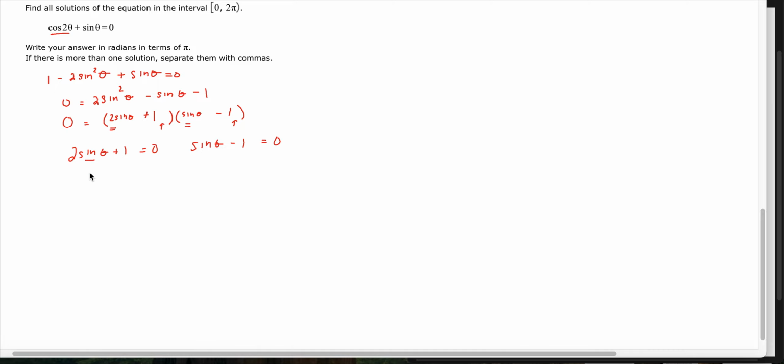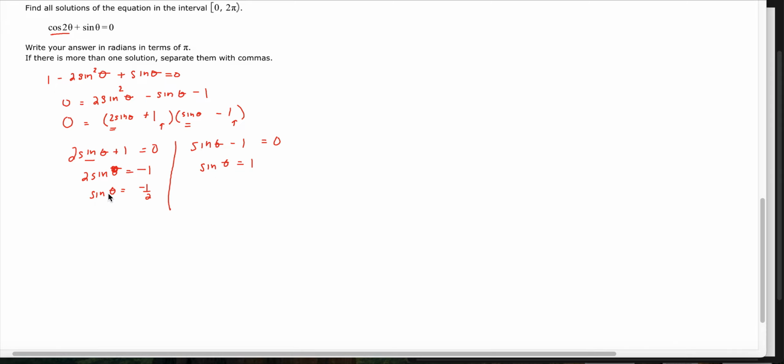Getting sine theta by itself, I'll subtract the 1. So 2 sine theta equals -1. That theta looks a little funny, huh? And then divide both sides by 2. So sine theta is equal to -1/2. And then with this equation, taking the -1 to the other side, I'll have sine theta is equal to 1. Okay, so now let's consider solving them both. I'm going to start on the left.